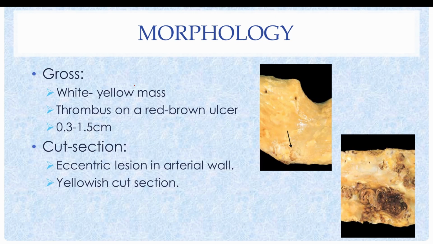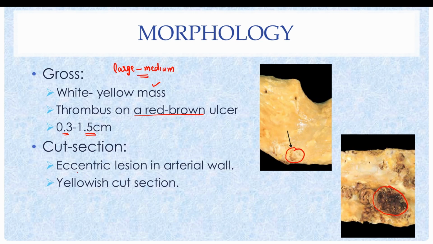So grossly, an atheromatous plaque appears as a whitish to yellowish colored mass, as you can see here. In certain cases, a ruptured atheromatous plaque appears red or brownish colored. This is a brownish colored ulcer which is formed as a result of atheromatous plaque rupture. The size typically ranges from 0.3 to 1.5 centimeters, and it affects only large to medium-sized arteries.